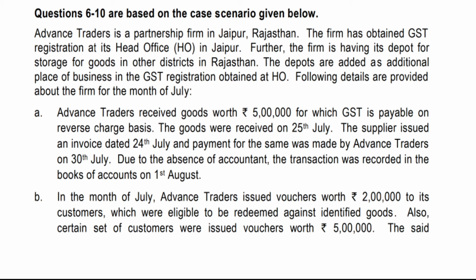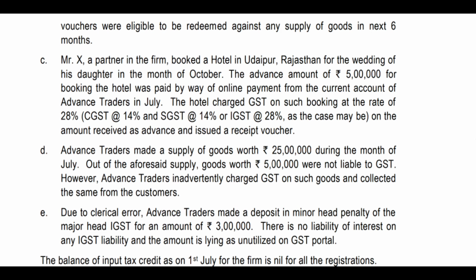Point number B. In the month of July, Advanced Trader issued voucher worth rupees 2 lakh to its customer which were eligible to redeem against identified goods. So in this case, these goods are identified goods, so they can charge the GST right now on this amount. And also certain set of customers were issued voucher worth rupees 5 lakh in which they don't know what kind of goods they are going to redeem on this voucher. So on these vouchers we are not going to charge GST.